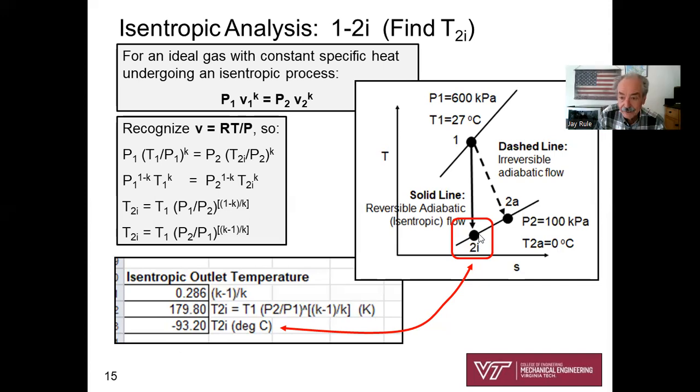So look at this. Negative 93 would be considered the isentropic outlet temperature compared to the actual measured temperature of 0 degrees C. Wow, it's a pretty big difference. So that means there's some irreversibilities going on in this piece of equipment, some unrestrained expansion going on within this piece of equipment. And that certainly is true. A lot of unrestrained expansion. Okay, so we found T2I. Remember what we're driving at. We're trying to find the isentropic velocity at state 2.